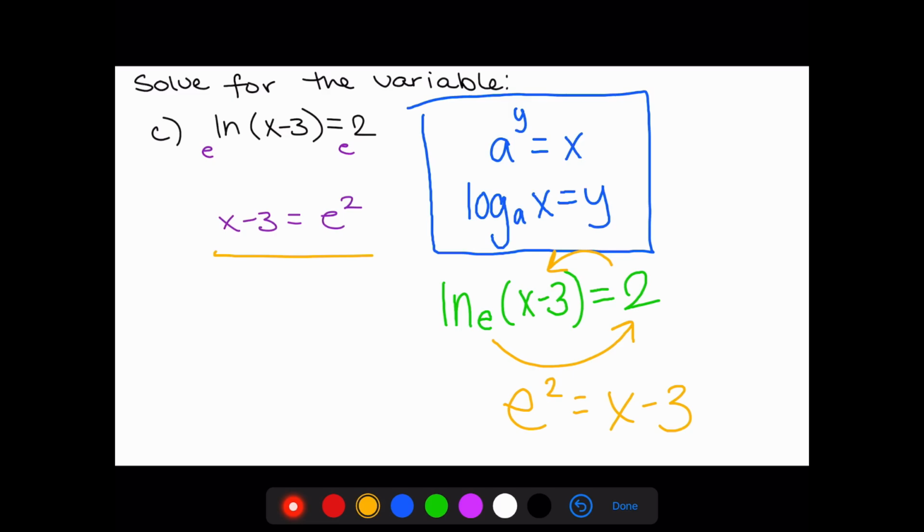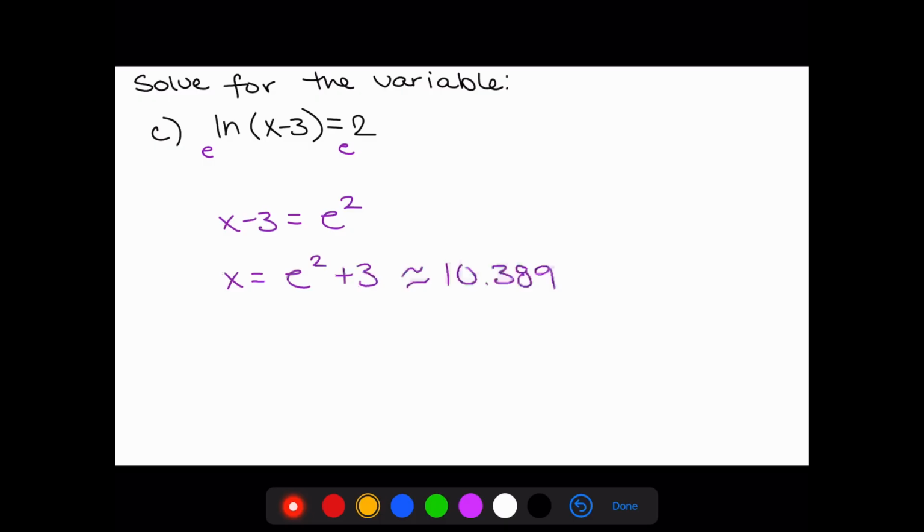All right, so now we've got x minus 3 equals e squared. We can solve that by just adding 3 to both sides. So x equals e squared plus 3. That's my exact answer. I could put that into a calculator and give an approximate answer of 10.389.